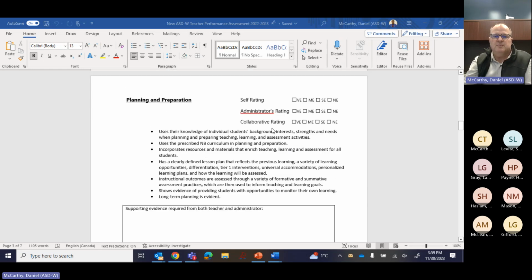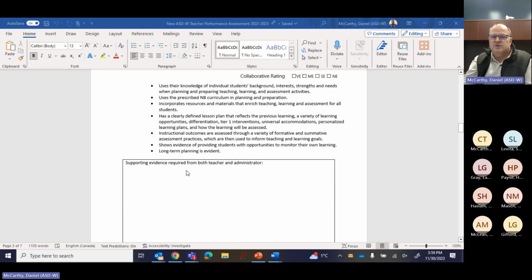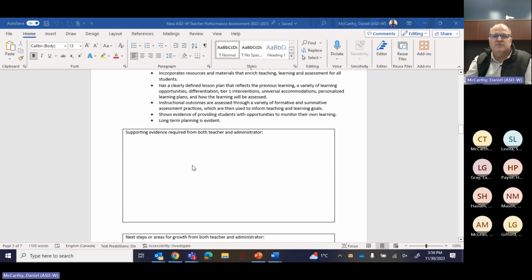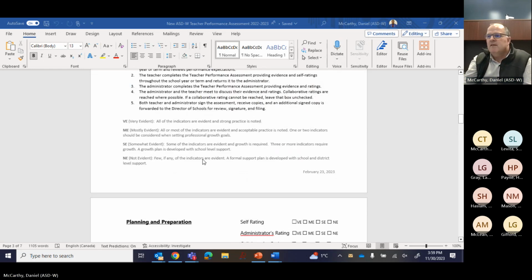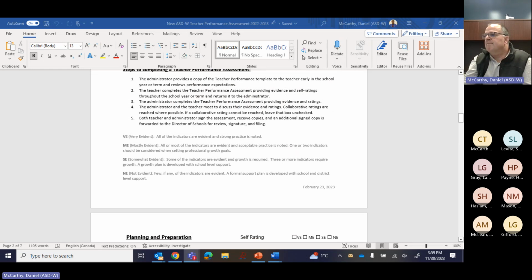So for example, the first domain, planning and preparation, the teacher will list out what her supporting evidence is for that area and the next steps for growth. So that should tie into that.